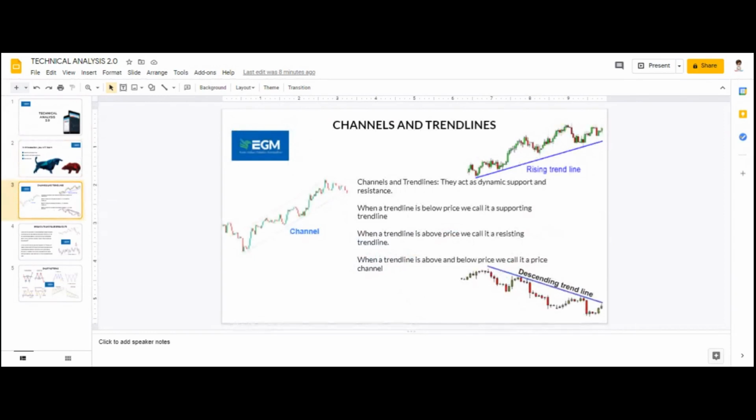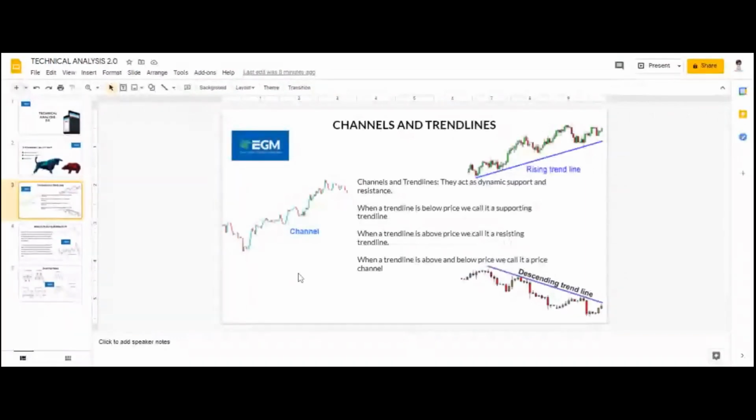Now, just a brief introduction. Channels and trend lines act as dynamic support and resistance. Remember the other time we said there is support and resistance. Now, there's something called dynamic support and resistance. We'll see it on the chart clearly. When a trend line is below price, we call it a supporting trend line. When a trend line is above price, we call it a resisting trend line. And when a trend line is above and below price, we call it a price channel.